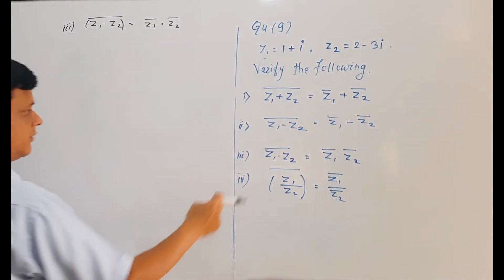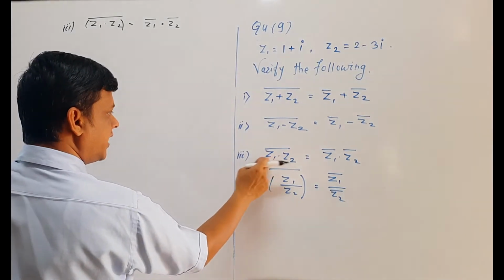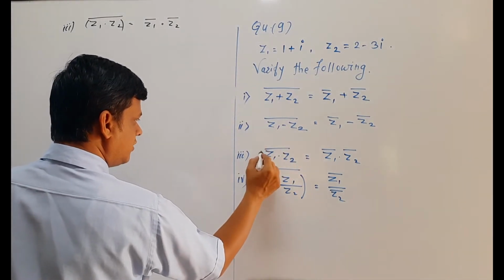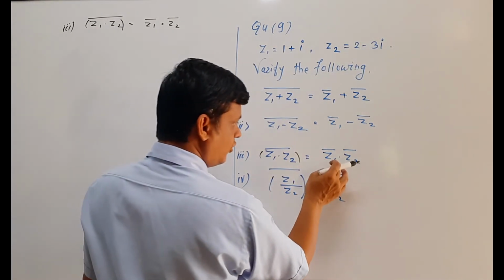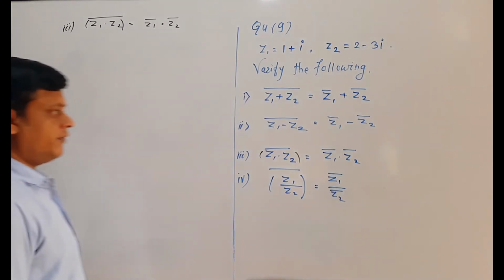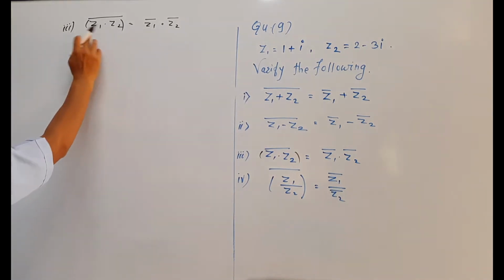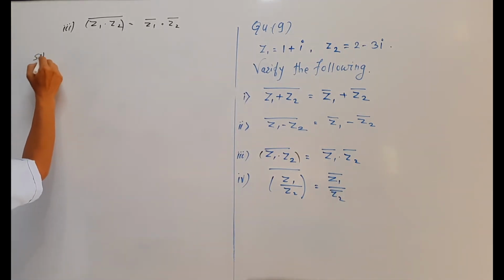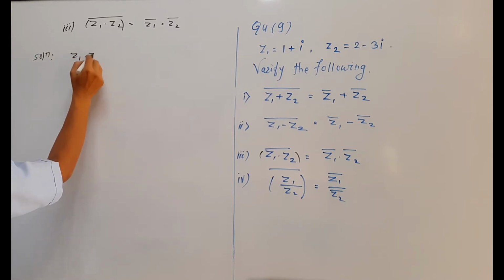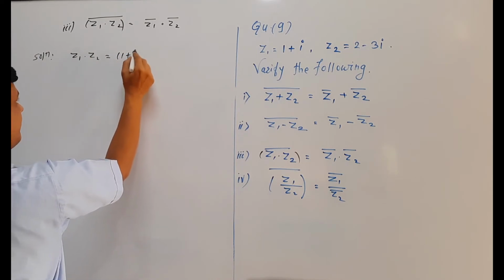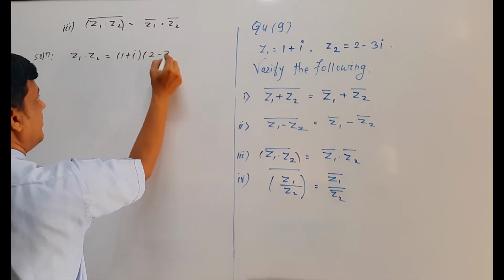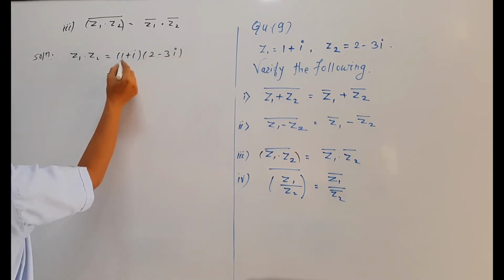Now see the sub question third: the conjugate of z1 into z2. So for our convenience we give brackets here. The conjugate of z1 into the conjugate of z2. So first we calculate z1 into z2. So we write in the solution z1 into z2 is equal to z1, which is 1 plus i, z2, which is 2 minus 3i. So calculate this product.